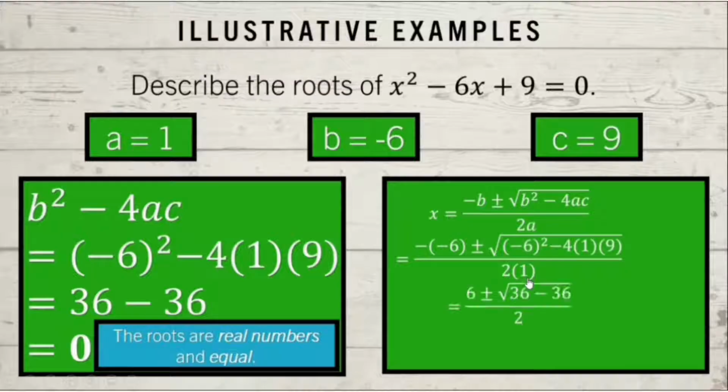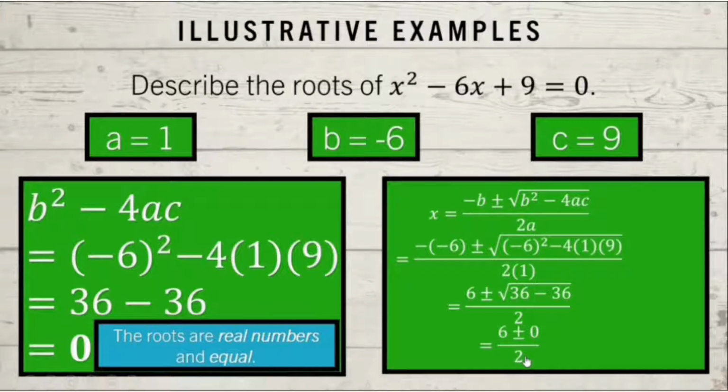We will have negative times negative 6, which is 6, plus or minus the square root of negative 6 squared, which is 36, minus 4 multiplied by 1 is 4, times 9, which is 36, minus 36, over 2 multiplied by 1, which is 2. And then simplify the square root of 36 minus 36, we will have the square root of 0, or that is 0. Therefore, we will have 6 plus or minus 0 over 2.